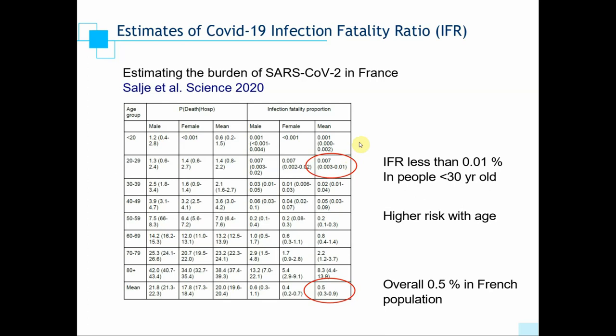Okay, so for young adults, 20 to 29 years old, it's less than 1 in 10,000 risk of dying. And it got progressively higher. If you're over 70 years old, you had about a 2% risk of dying. And overall in the French population, this was about 0.5%. So for a virus that was going to infect everyone in a huge epidemic, there could have been about 250,000 deaths in 2020.